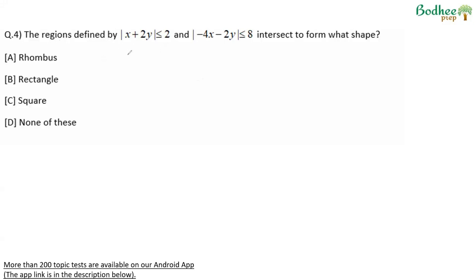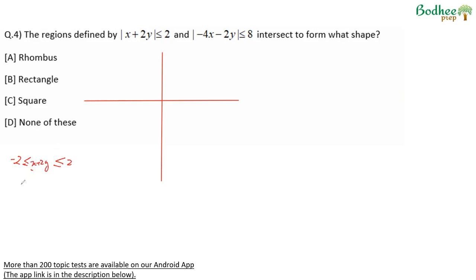The regions defined by mod of x plus 2y is less than equal to 2 and mod of minus 4x minus 2y less than equal to 8 intersect to form what shape? So here what we do is, first of all, I draw the x and y axes, and now we'll look at each of the inequalities. If you look at the first one, if mod of a is less than equal to 2, it can be written as minus 2 is less than equal to a is less than equal to 2. So we open the mod and write it like this.